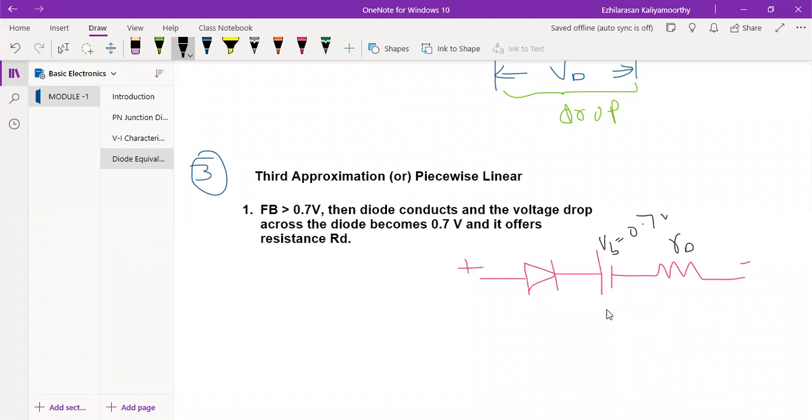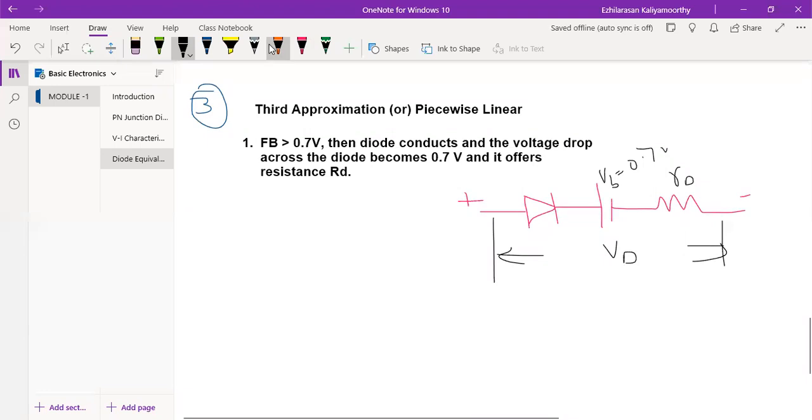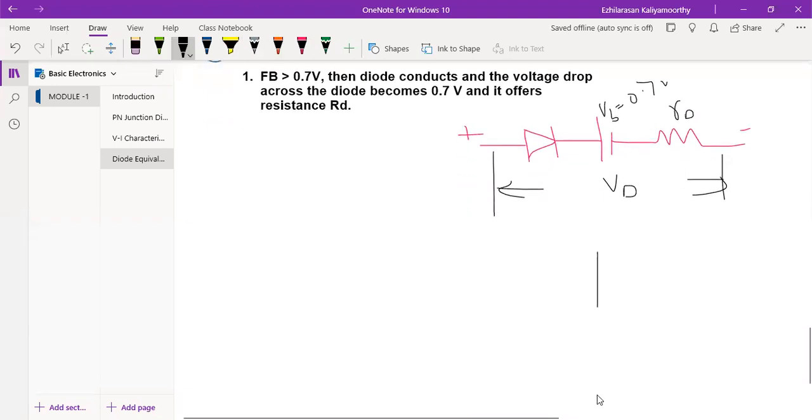Now let us see what the voltage across the diode will be. This complete thing is VD. What is the VD? Now, in this diagram, how will you get the figure? I need to show that also. Okay, simple, we'll show it here. Let me put this as your VD, and this will be your ID.